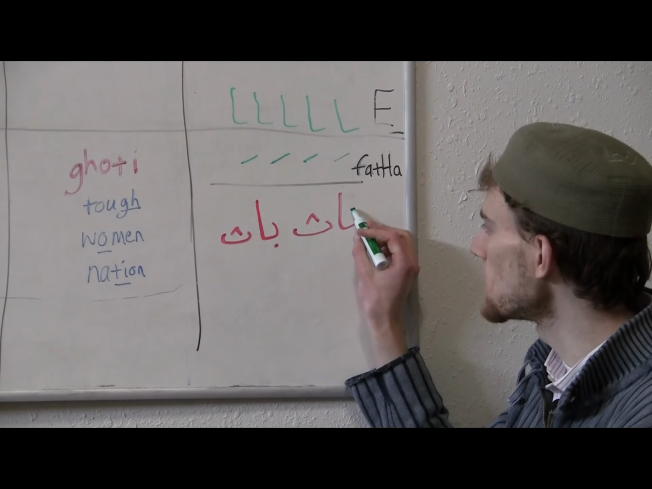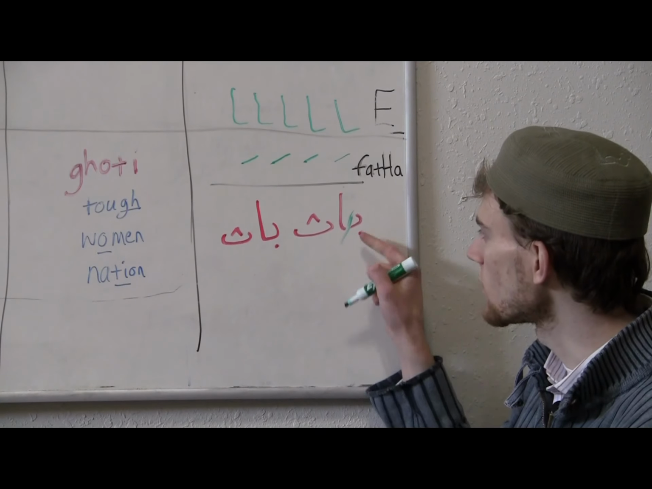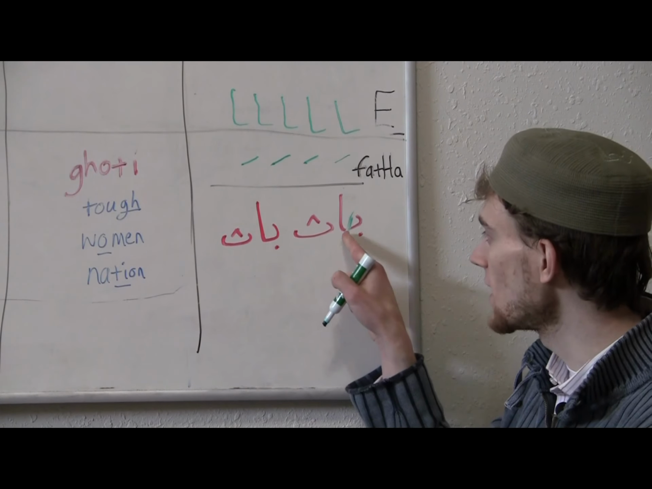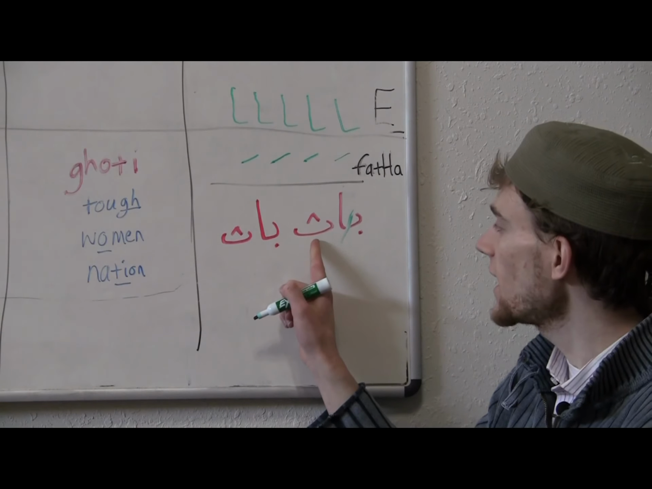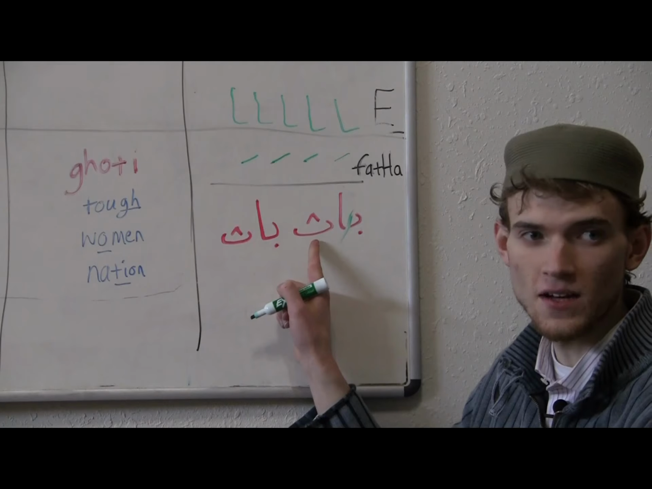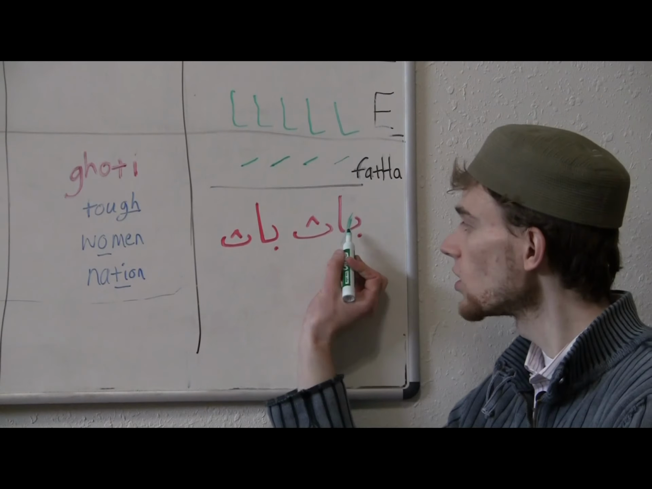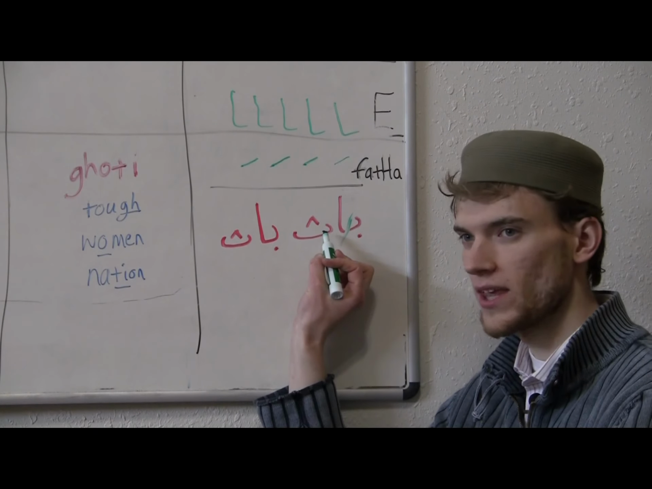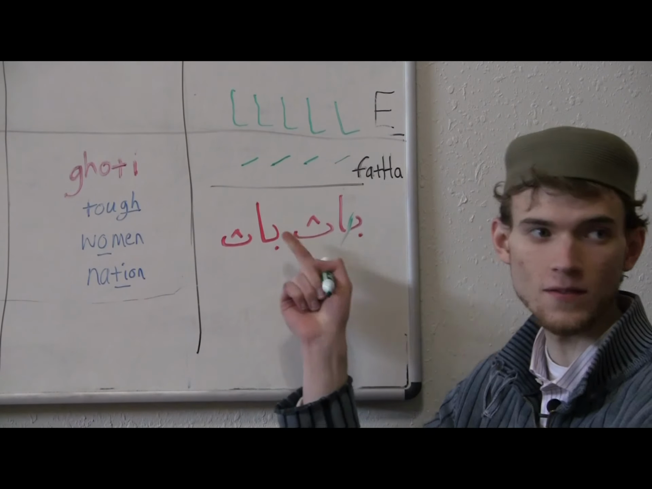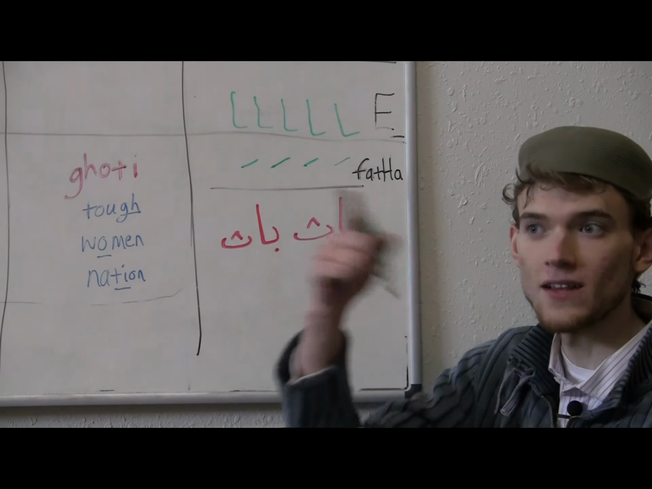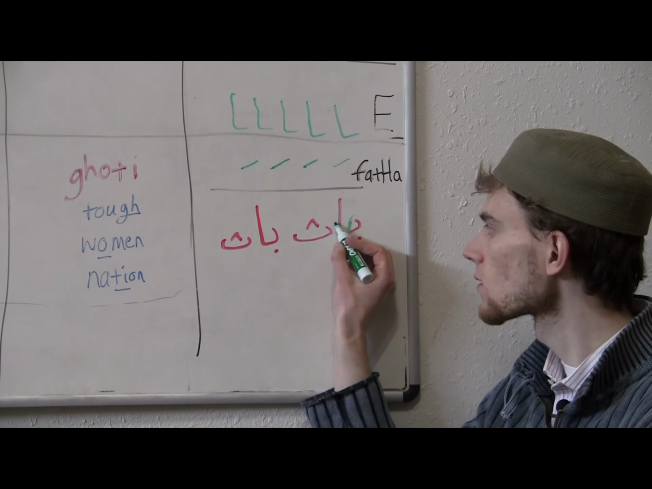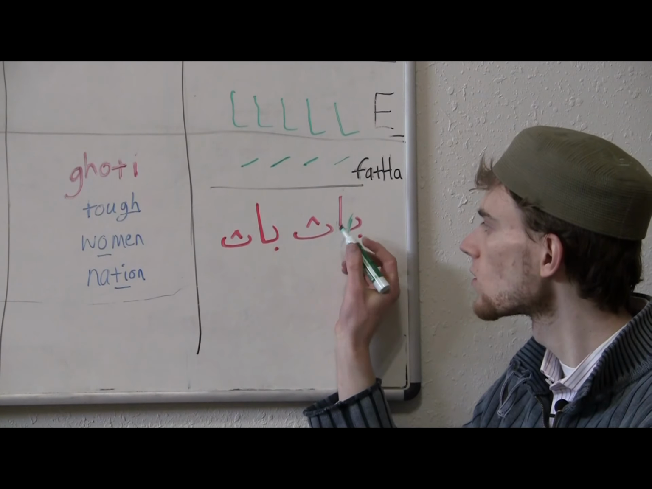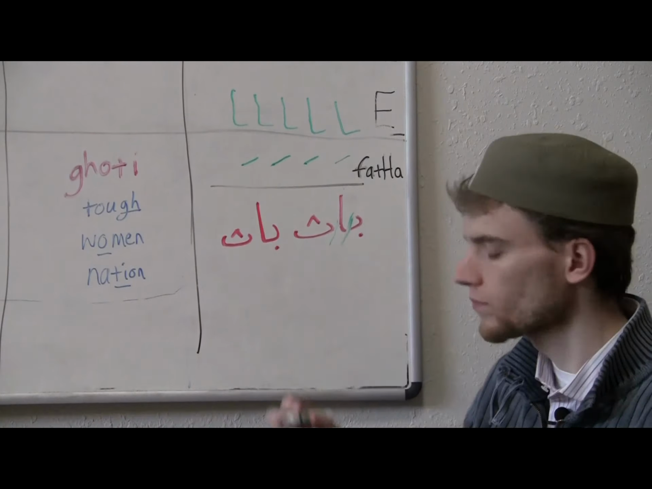Right? We have a ba in the beginning form, an alif in the middle form, and then a tha in the end form, but we don't have the hook coming in from the end form for the tha, because the alif isn't joining to it. The alif doesn't join to what comes after it. Okay?